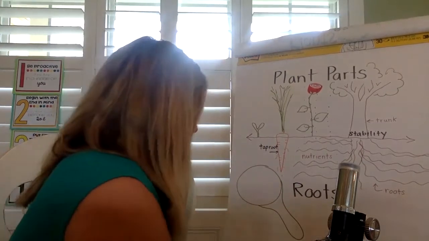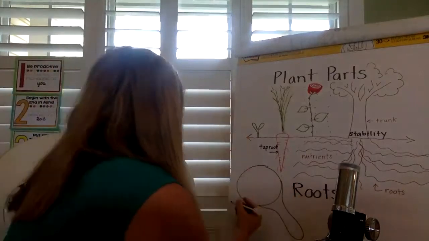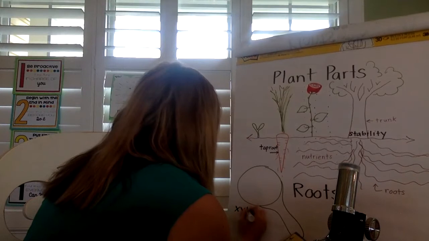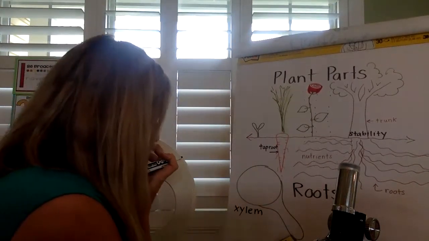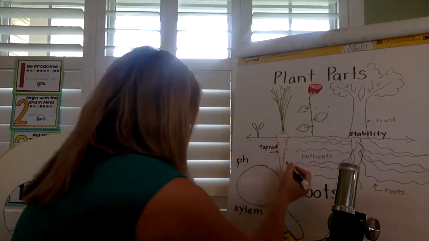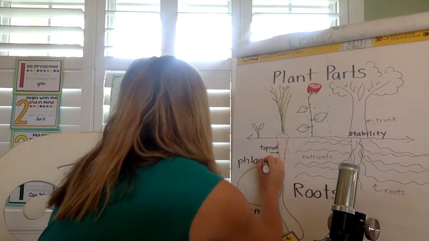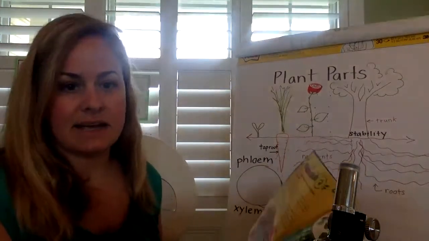Xylem starts with the letter X, and it is spelled X-Y-L-E-M. And the word phloem starts with a PH, like in the word phone. And these are parts that we can find inside a stem.